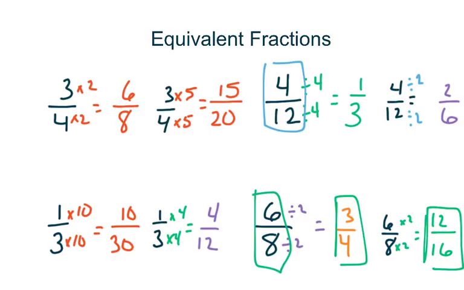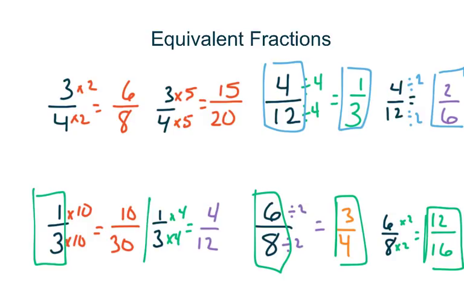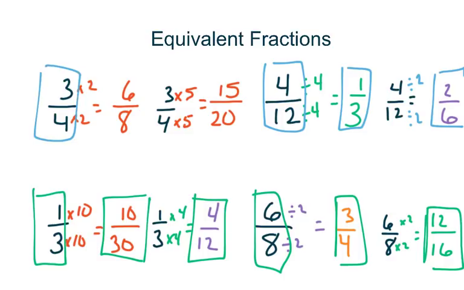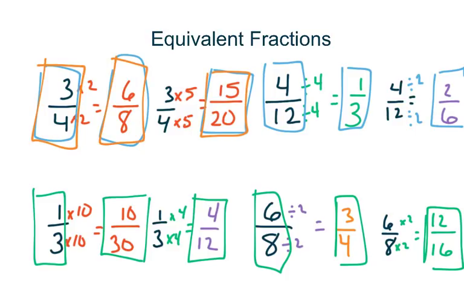And then here are my equivalent fractions for 4/12. And then I have my equivalent fractions for 1/3. And then I also have my equivalent fractions for 3/4. Notice that a lot of these fractions are also equivalent to each other. So 1/3 here and 4/12 here are equivalent to each other, and then it just so happens that 6/8 and 3/4 are also equivalent. Pretty cool.